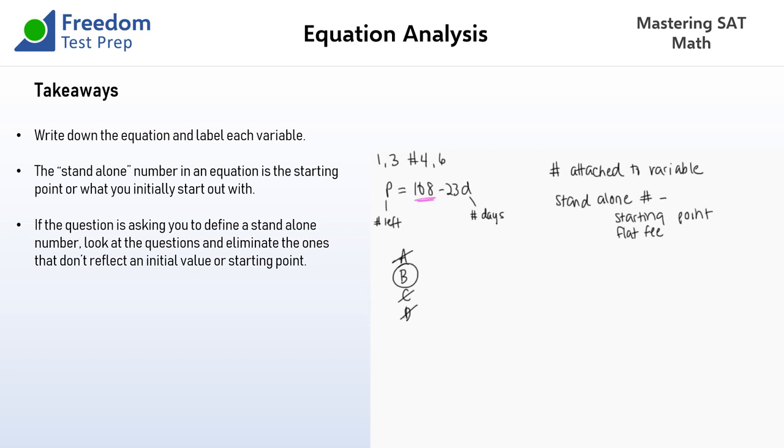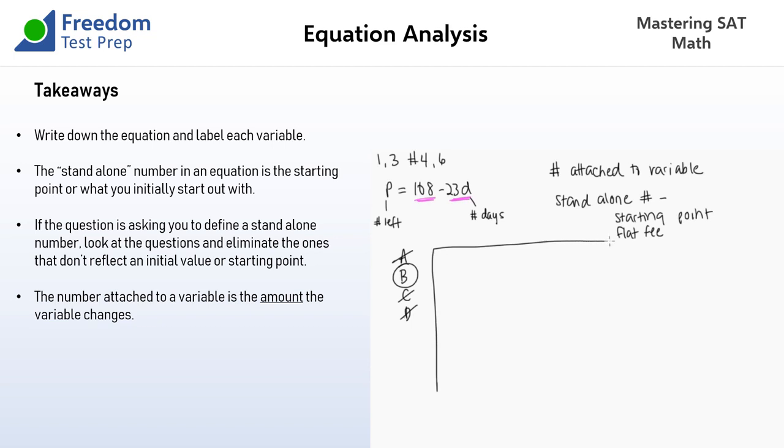Now, just so you know, the 23D, or in general, the number that is attached to a letter or variable, is the amount by which something changes, in this case, per day. But we'll get to that in a second. Let's flip the page and go over to number 6. Now, I think I have enough room on this page to work. So, number 6, they give us this equation.